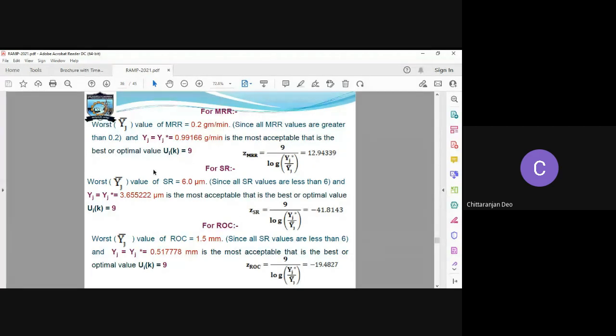Now we have calculated the z value for different response, that is for MRR, surface roughness, and the radius of overcut.